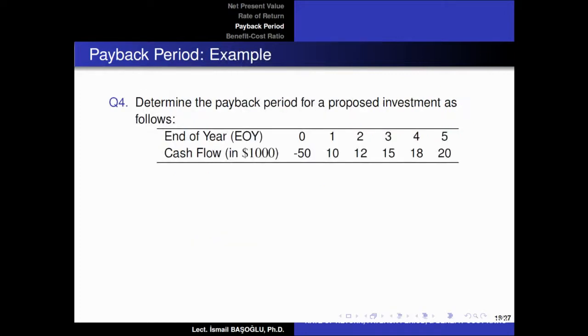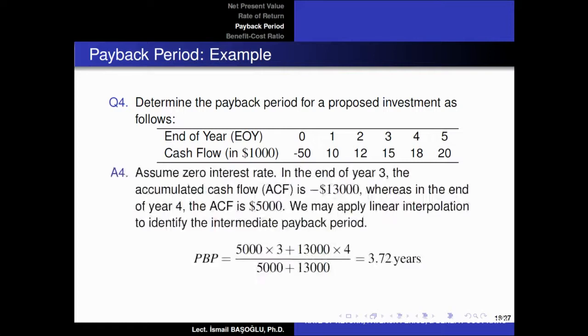So let us compute the payback period in this example. We have the initial cash flow, which is minus $50,000 in this investment. And then for the following 5 years, we have 10, 12, 15, 18, and $20,000 of future revenues at the end of each year, respectively. So the question is, what is the payback period in this example?